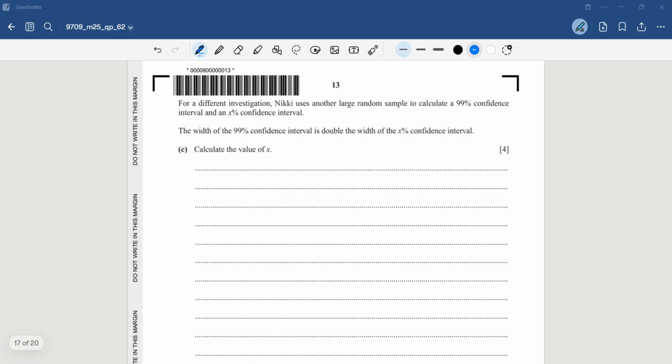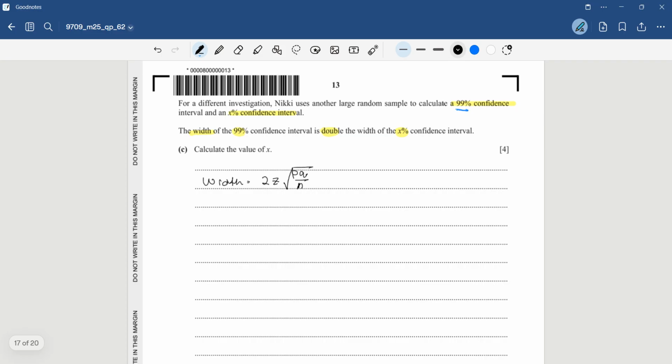Okay, for the different investigation, Nikki used another large sample with 99% confidence interval, and the interval with X% confidence. So there are two confidence intervals. The width of 99% is double the X. Okay, so the formula for the width of the confidence interval will be 2 Z square root of PQ over N. This is the basic formula.